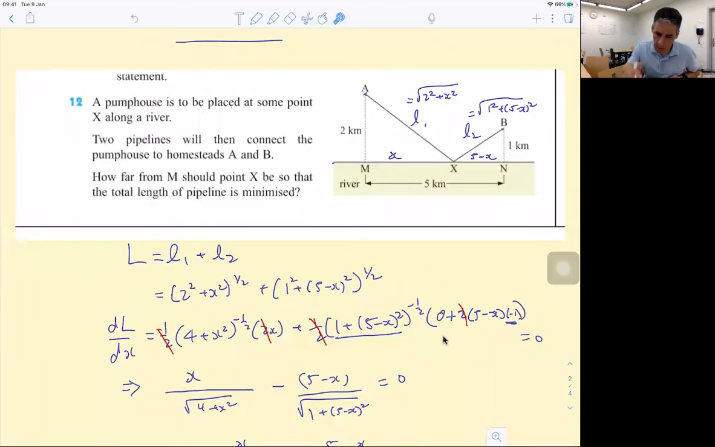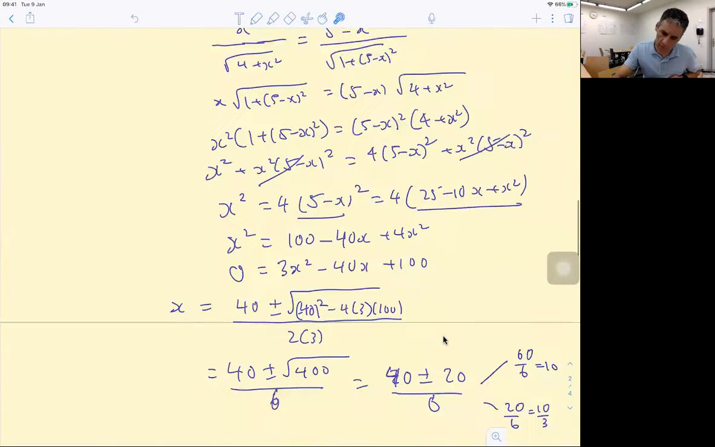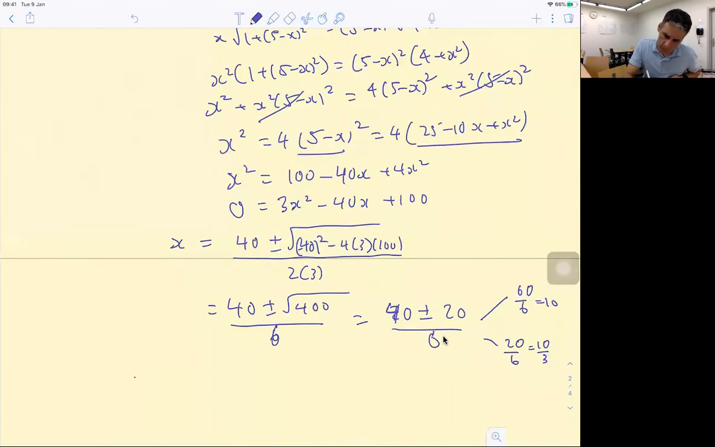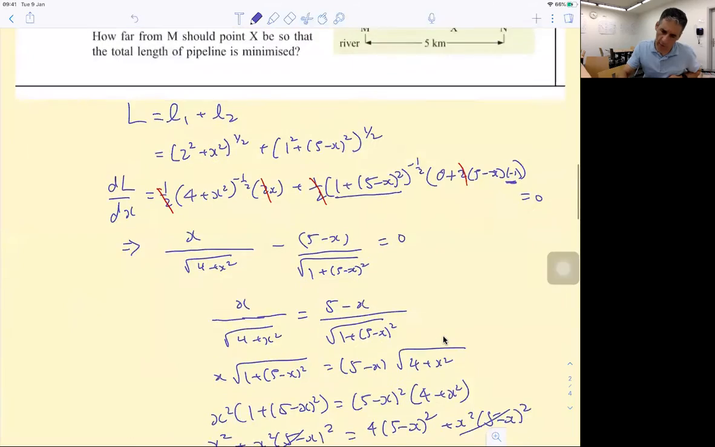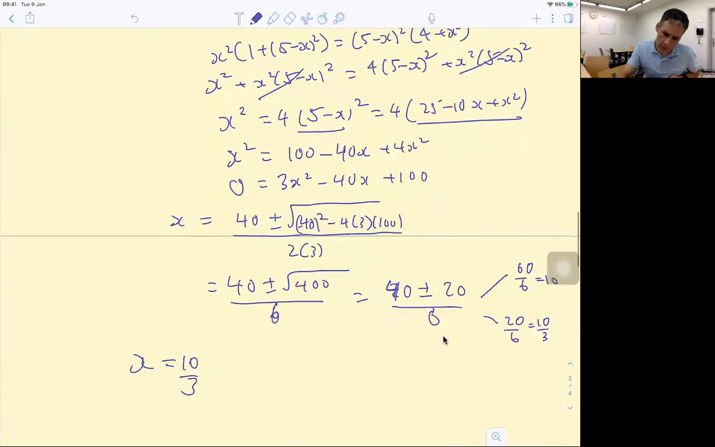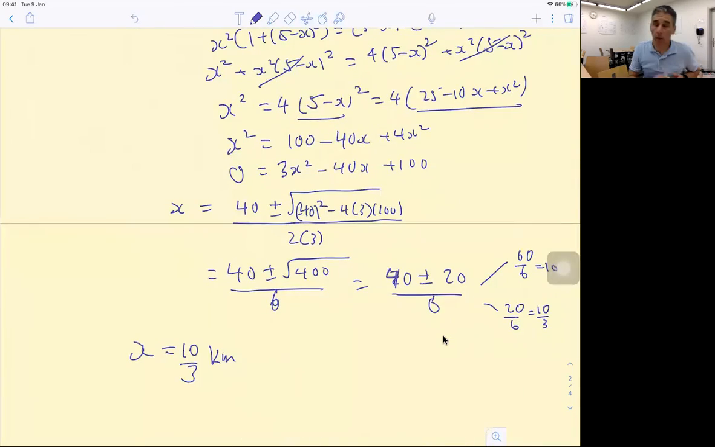So they want us to answer how far should M from point X be? Oh, okay, good thing we chose x to be that, MX, because that's actually the answer to the question. So the solution is that x is 10/3, and our units here, I believe, are kilometers. So point X should be 10/3 of a kilometer from M.